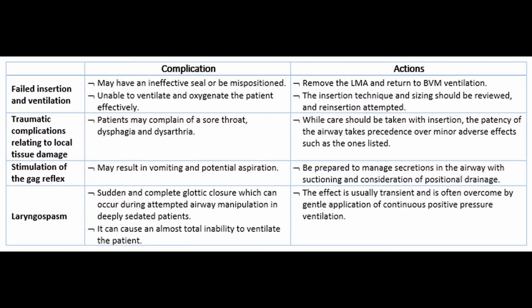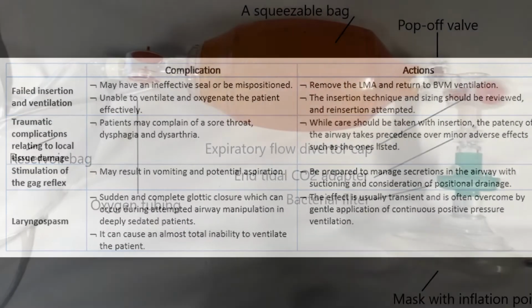Complications include failed insertion and ventilation or having an ineffective seal. Removal of the LMA and return to BVM ventilation may be required. The technique should be reviewed and reinsertion attempted. Other complications include traumatic complications relating to local tissue damage, stimulation of the gag reflex with the possibility of precipitating vomiting and aspiration, and precipitation of laryngospasm on insertion and removal.